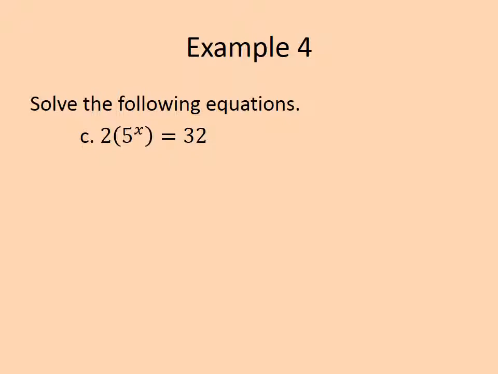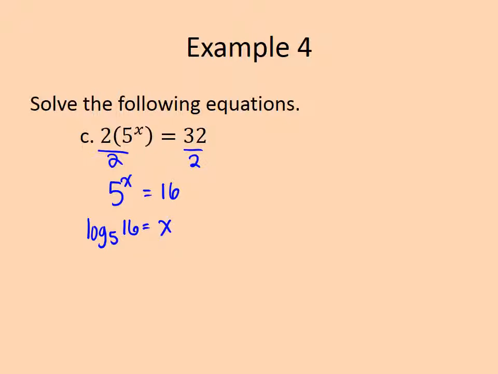In order to solve this, we first have to isolate the exponent, which means we need to divide both sides by 2. When we divide both sides by 2, we get 5 to the x equals 16. Now we can use either method. Method 1 is changing from exponential form into log form. So when we change it from exponential form into log form, it becomes log base 5 of 16 equals x.